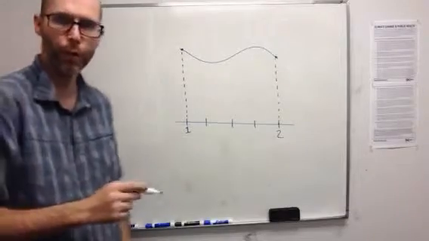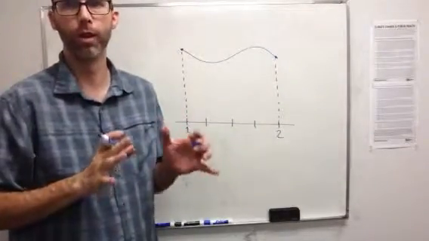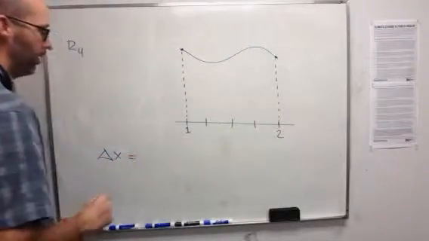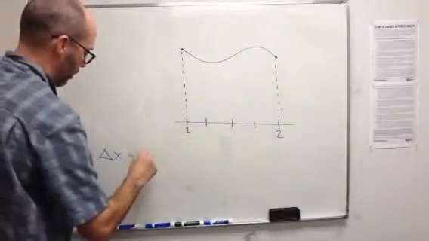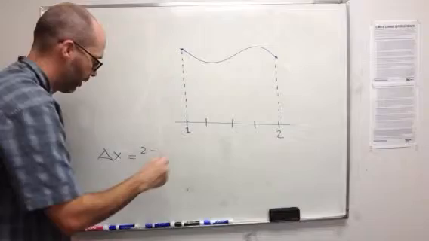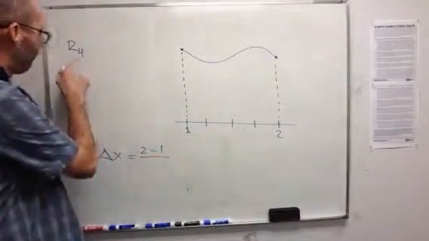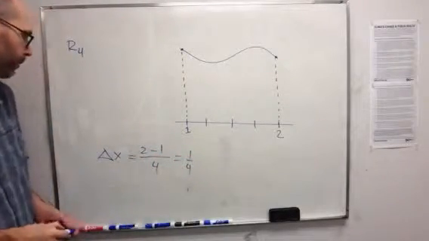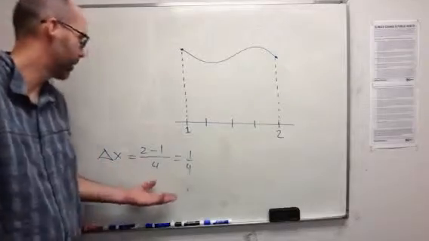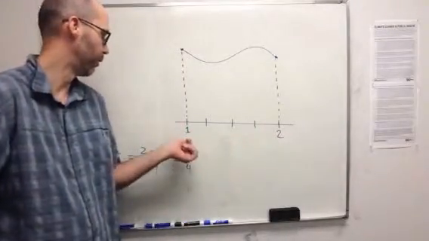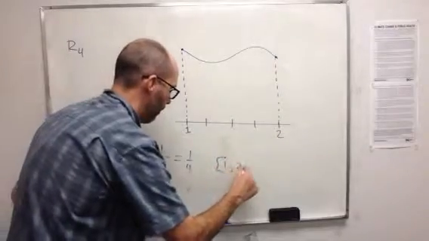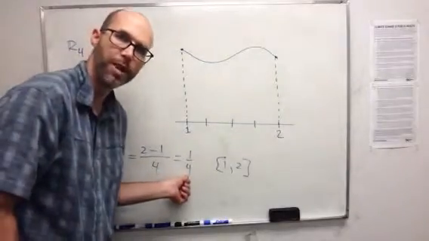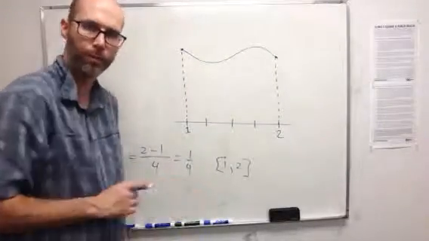To compute R4, we need to first figure out what our delta x is. Delta x is our rightmost endpoint, 2, minus our leftmost endpoint, 1, all over that 4 there. That gives us 2 minus 1, over 4, which is 1/4. What this does is it allows us to cut the interval 1, 2 into 4 pieces of equal length.